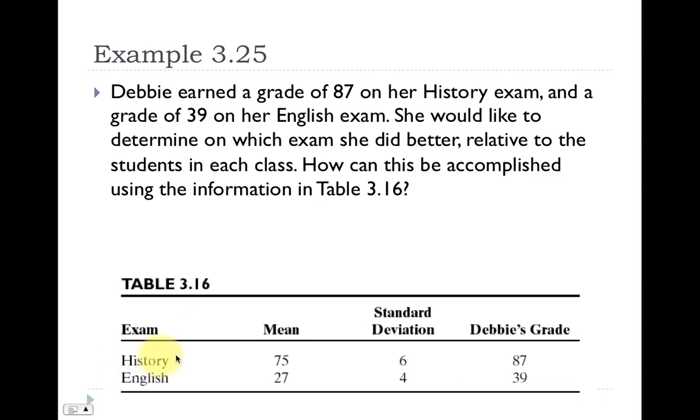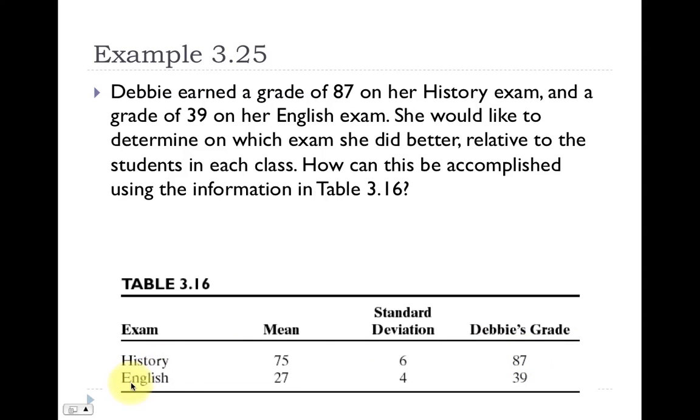In the history class, the mean for the entire class was 75. The standard deviation was found to be 6, and Debbie's grade was an 87. So 87 is above the mean, and we have to figure out what her z-score is.